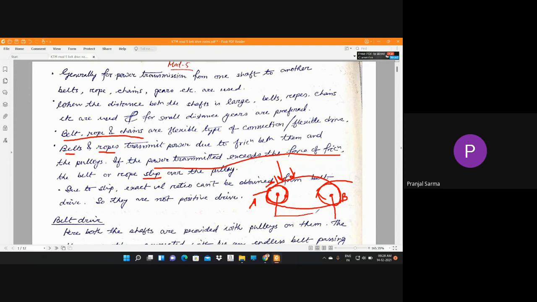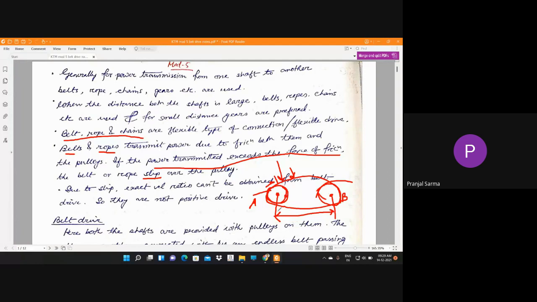Just like in the case of gear drive, we have seen the size of the gear plays a vital role in the velocity ratio that we are going to obtain. Here also the similar thing is valid. We can play with the size of the pulley so as to get a particular velocity ratio. There is a definite relationship between the size of the driver and driven pulleys and the velocity ratio that is going to be obtained.